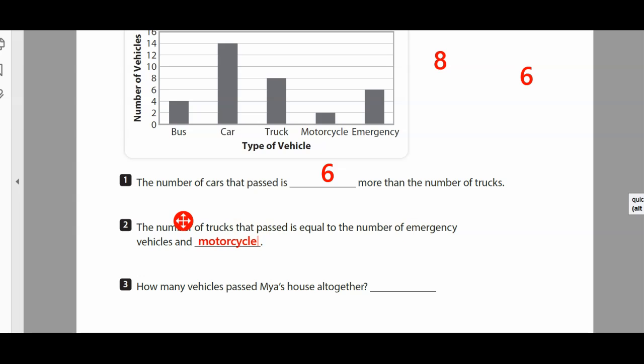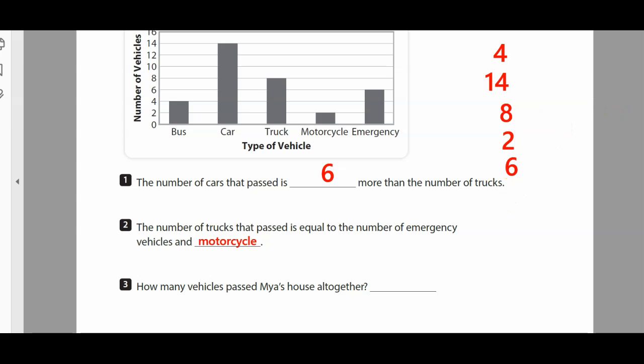Perfect. How many vehicles passed Maya's house altogether? So what am I going to do? Add them, right? So how many buses? 4. How many cars? 14. I asked again because somebody said 6. How many trucks? 8. How many motorcycles? 2. And then how many emergency? 6.